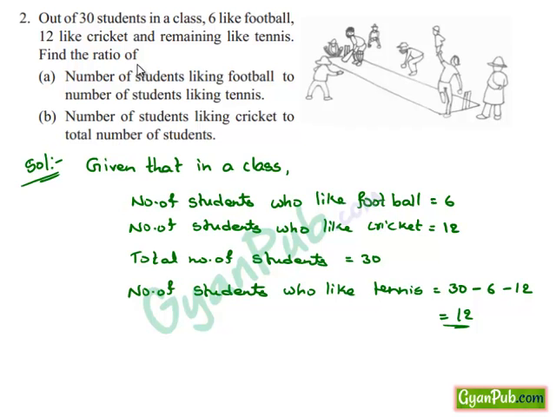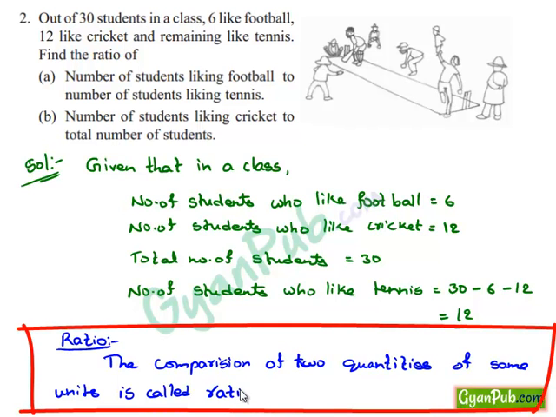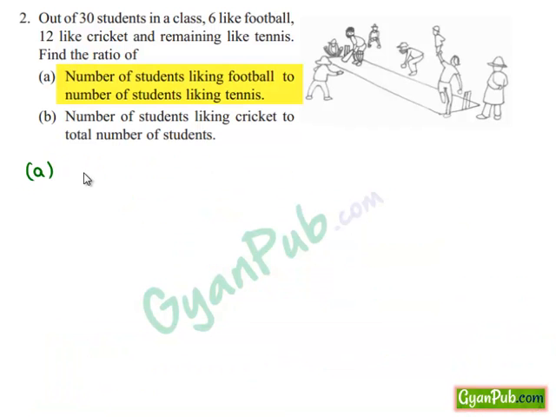Now we have to find the ratio of the following. First, we should know what is meant by ratio. The comparison of two quantities of same units is called ratio. Now consider the first bit. That is, we have to find the ratio of number of students liking football to number of students liking tennis.